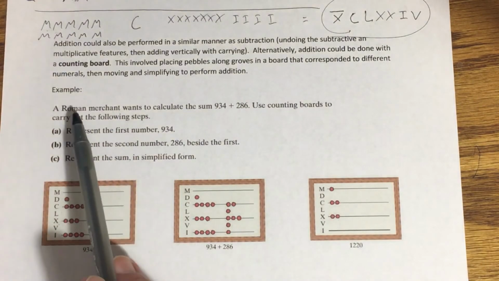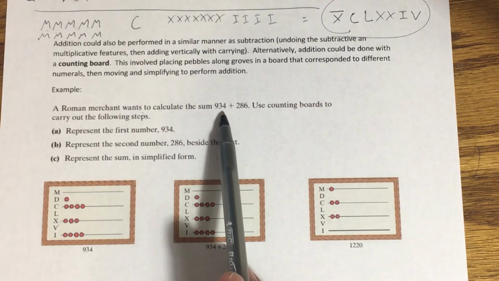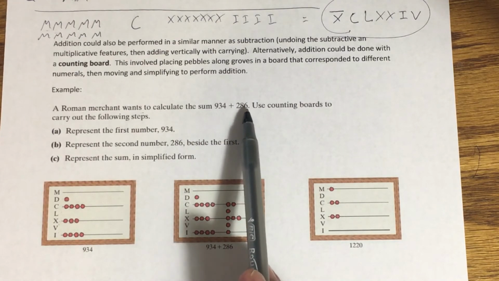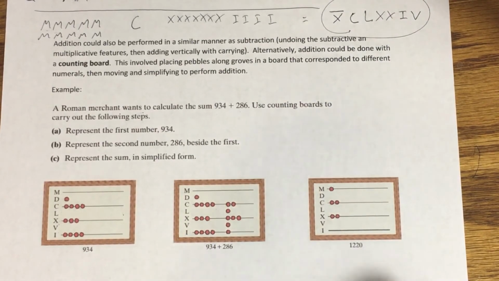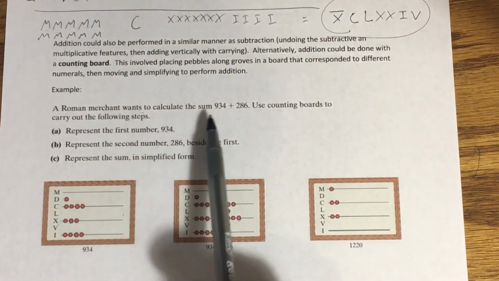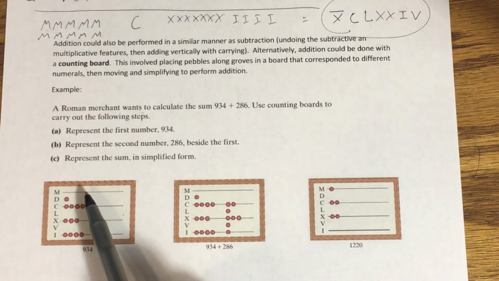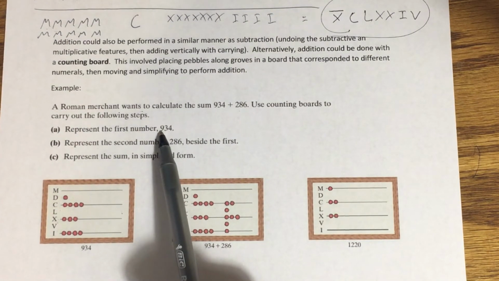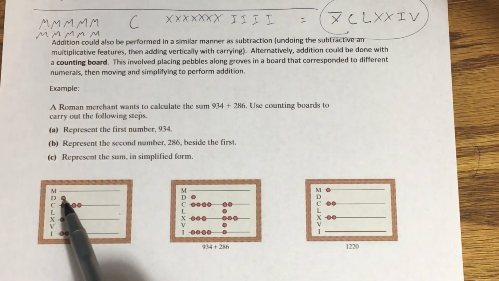So for example, let's say a Roman merchant wants to calculate 934 plus 286 on a counting board, one of these things. This is done as a 3-step process. They take the first number, 934, and then they represent it using these pebbles. So the number 934, 900 can be thought of as a 500 and 4 100s. So that's where those pebbles would go.